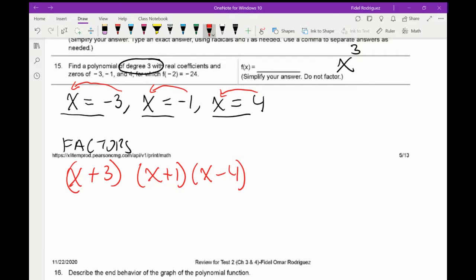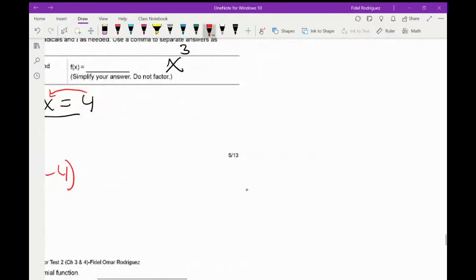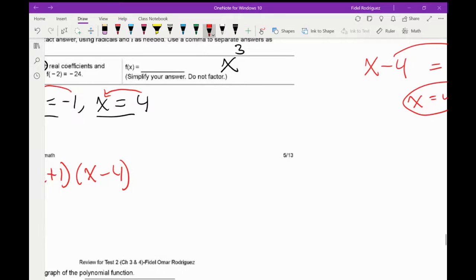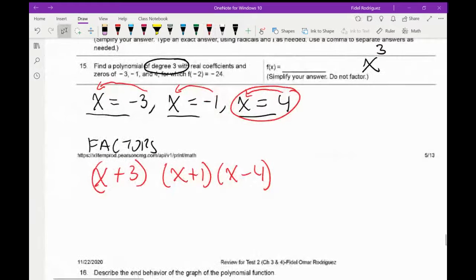And just to show you what I mean, remember what it said? I ended up with an x minus 4, right? And it said that x is equal to 4 was a zero. That means if I set this guy equal to 0, when I move that 4 over, it becomes a +4, right? Which is exactly what we had right here. So that's why I'm saying I'm writing them now as factors, okay?